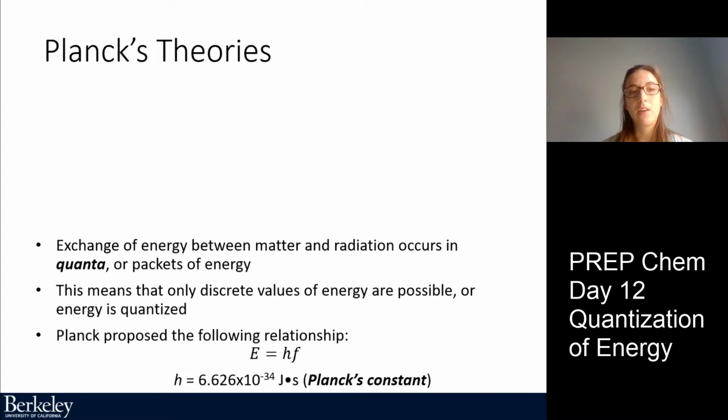Okay. So let's discuss more of Planck's theories. He said that the exchange of energy between matter and radiation must occur in something called a quanta. A quanta is just a little packet of energy. So think of it just like a coin, except it's made of energy, but it can still only come in discrete quantities. This means that only certain values of energy are possible. This is just another way of saying that energy is quantized.